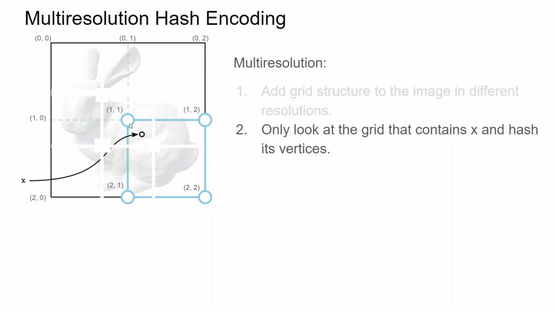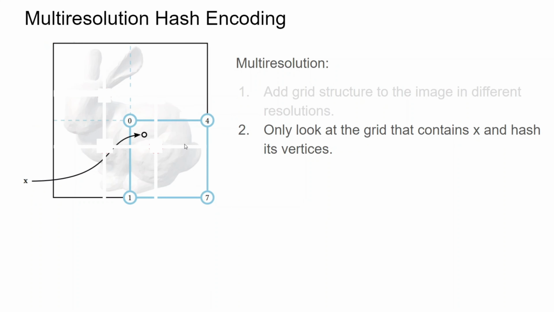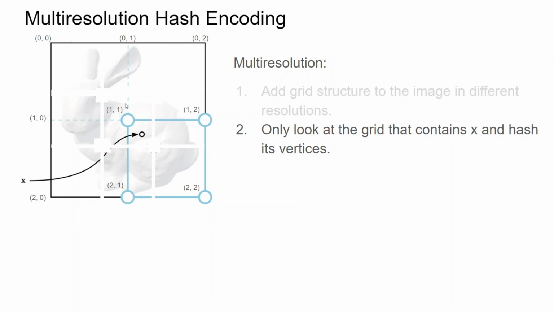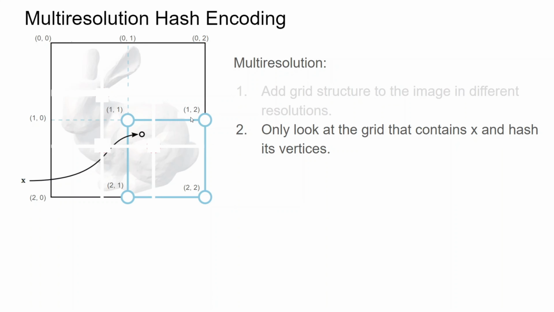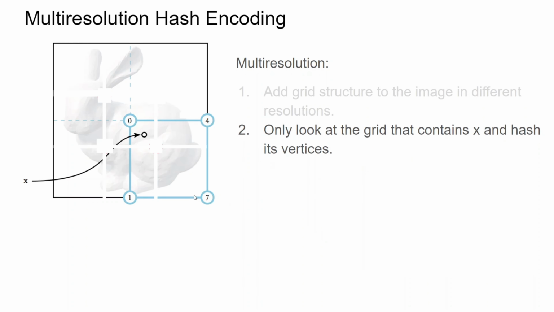So their locations are (1,1), (1,2), (2,1), and (2,2). And we'll take a hash function that takes as input these locations and then returns an integer index for each. For example here, (1,1) got hashed into 0, and then (1,2) got hashed into 4, (2,1) got hashed into 1, and (2,2) got hashed into 7.